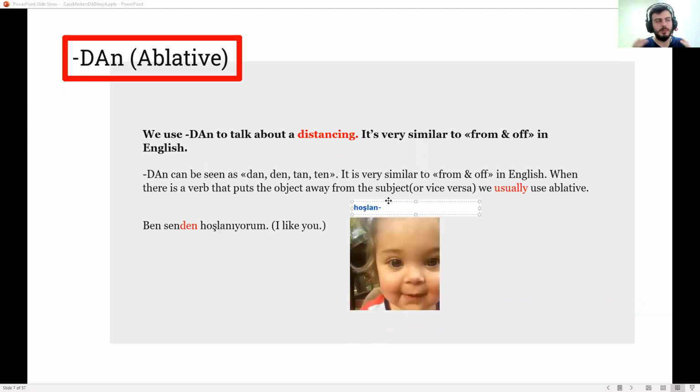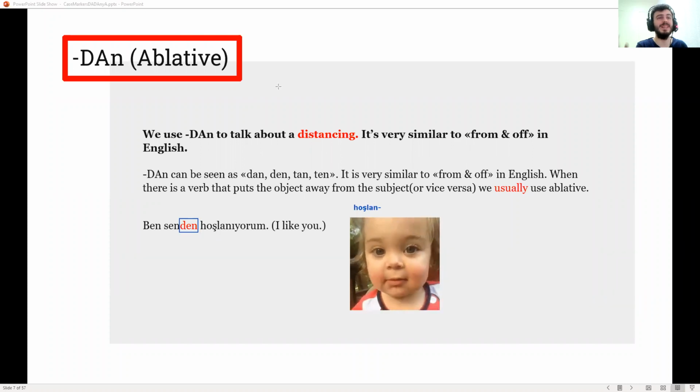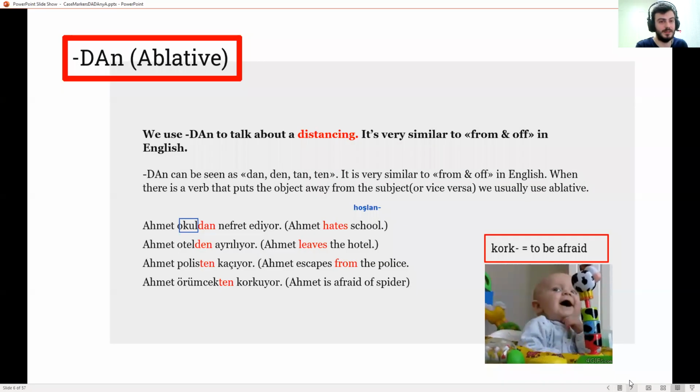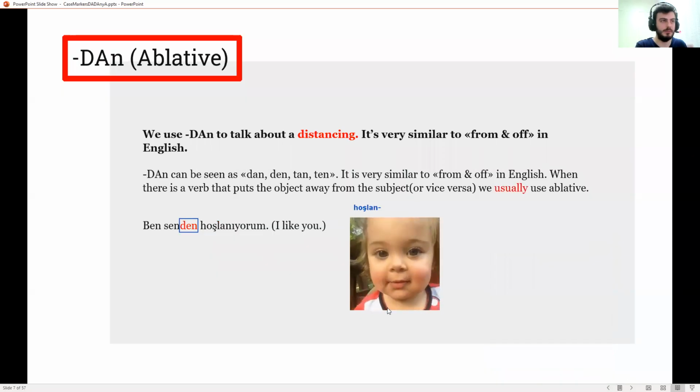If you are using it with people, it basically means in a flirty way, like I like you. So when you say, oh, I like you, all you have to say is ben senden hoşlanıyorum. So in this case, you also have to use the ablative case. So we can say there is no logic behind this. Most of the time when you put a distance, you use dan, den, tan, ten. But normally, no logic.